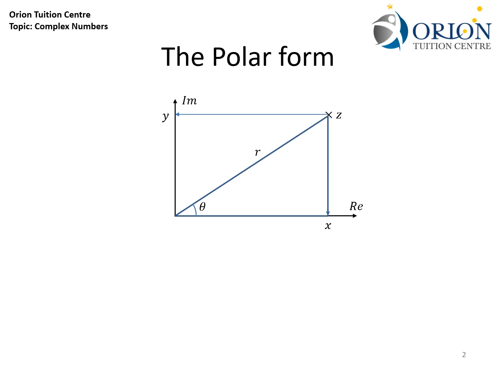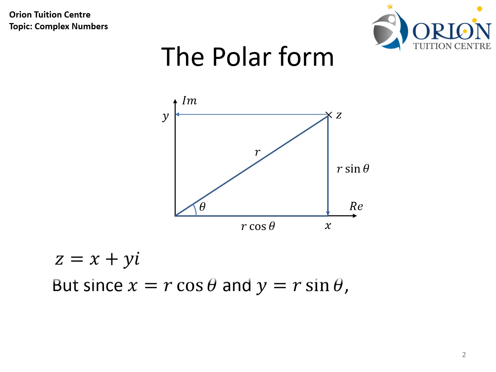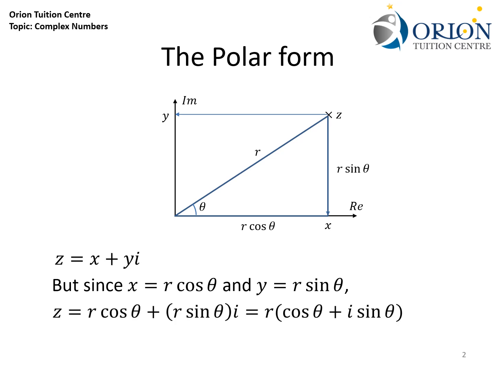Based on this triangle and our knowledge of trigonometry, we can say that the base of this triangle is r cosine theta and the height of this triangle is r sine theta. Since the base and the height of this triangle correspond to x and y, we can say that x equals r cosine theta and y equals r sine theta. Therefore, the complex number z can be written as z equals r cosine theta plus r sine theta times i. Or we can factorize the common factor r out to get the final form over here.